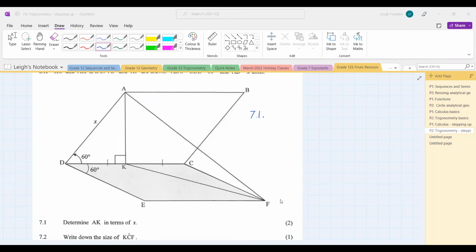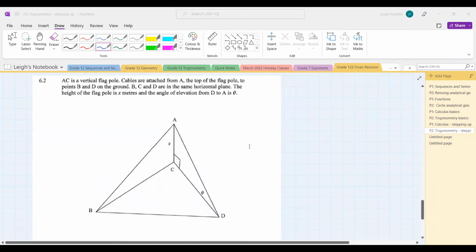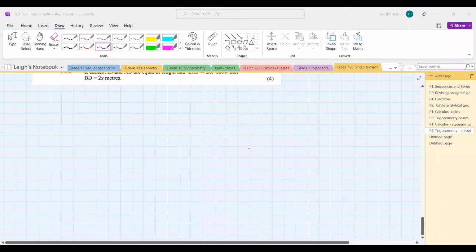All right, so AK in terms of x. So if we go and have a look at AK, what do we know? So we always got to ask ourselves, especially with these sorts of questions, before we just jump into that, I just want to put down something over here for you, by the way, when it comes to 3D trig. Okay, sorry, I forgot to mention this.